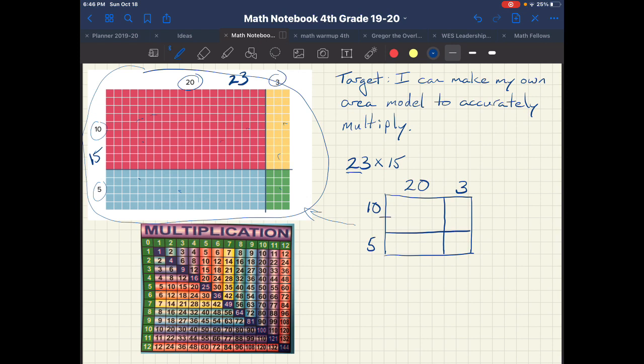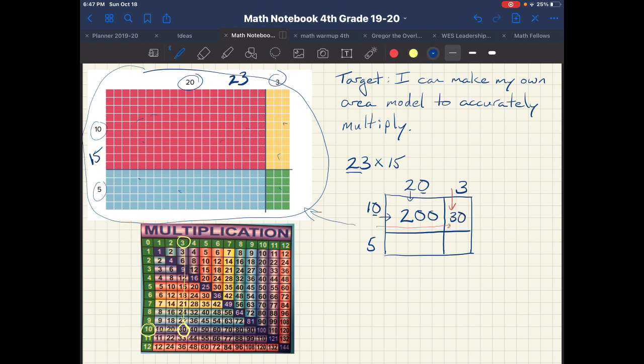So 10 times 20, well, 1 times 2 is 2. I've got a 0 here, a 0 here, so I'm going to end up with 200. Now, if the 10 came all the way over here, the 10 and the 3 would meet, so we'd say 10 times 3. If you're not sure about 10 times 3, you can always find 10 on your multiplication chart. Go over, here's 3, go down. Here's where they meet up. They meet up right here. 10 times 3 is 30.